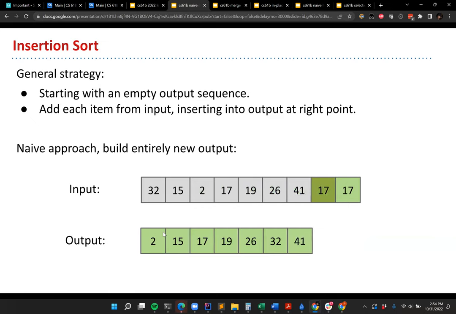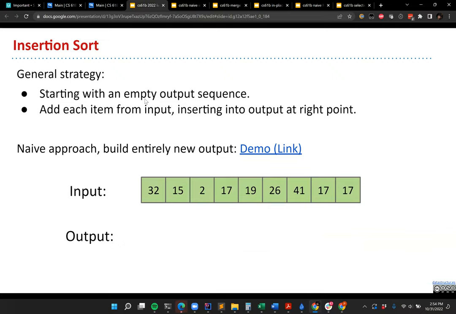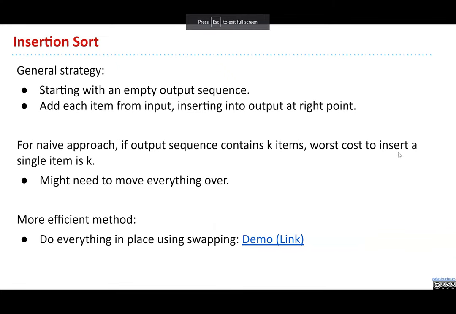Could you do some funny thing where you iterate from the left versus the right? Yeah, you could optimize this, but I'll have a better optimization for you now. I'll call this the naive insertion sort, where if the output sequence contains K items, the worst cost to insert a new item is K, because say you put a new thing at the front, if we're using an array, then I have to move everything over, which is costly.